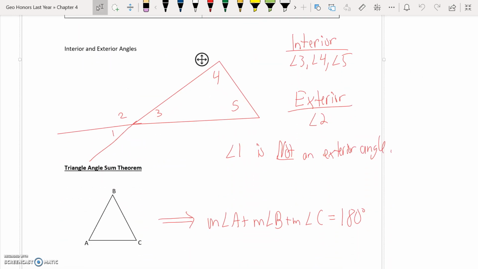Terminology: we have interior and exterior angles. Interior, obviously, is inside the triangle. So with this drawing, you can see that 3, 4, and 5 are interior angles. And an exterior angle is an angle that forms a linear pair with an interior angle. So angle 2 would be considered an exterior angle, whereas angle 1 is not because it's just a vertical angle to that interior angle. If I put angle 6 right here, that would also be considered an exterior angle.